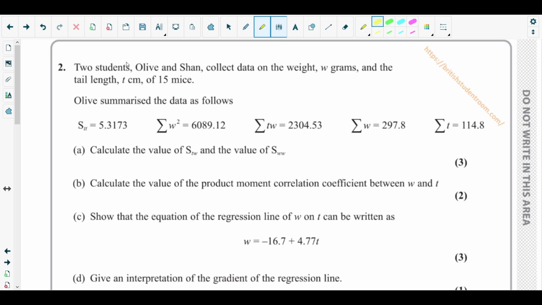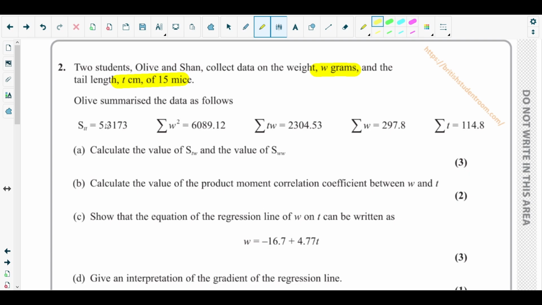Two students, Olive and Shan, collect data on the weight W grams and the tail length T centimeters of 15 mice. So the two students collected data for weight and tail length. Weight is represented by W grams and tail length is represented by T centimeters, for 15 mice.